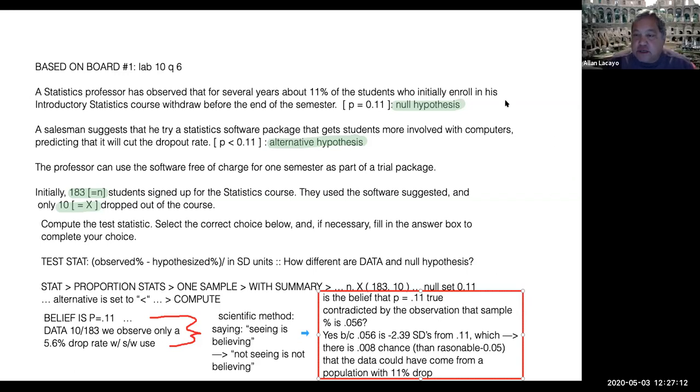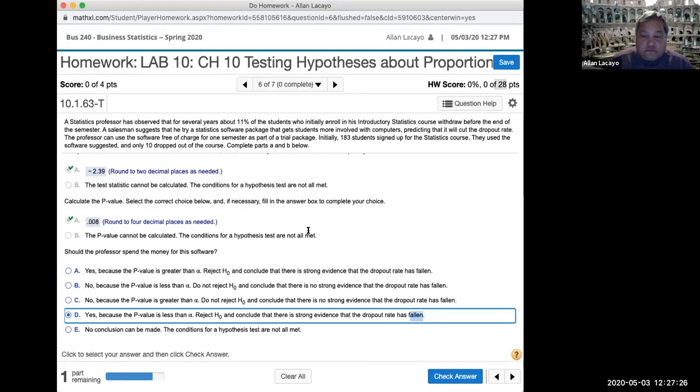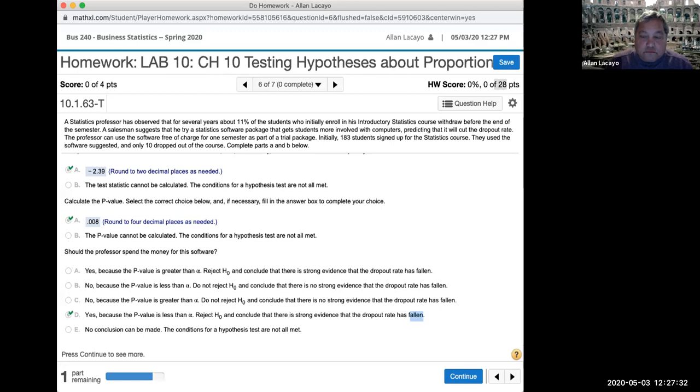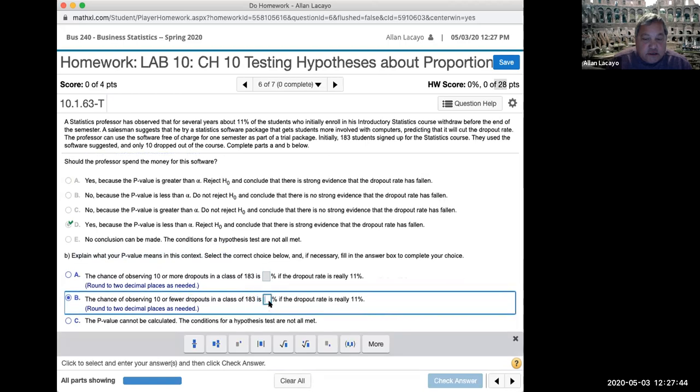I think you also had question 7. Let me see if question 7 is different enough to try. It says, explain what your p-value means in this context. It's the chance of observing 10 or fewer dropouts, and that's 0.0083, which is the same as 0.83 of 1%, less than 1%.